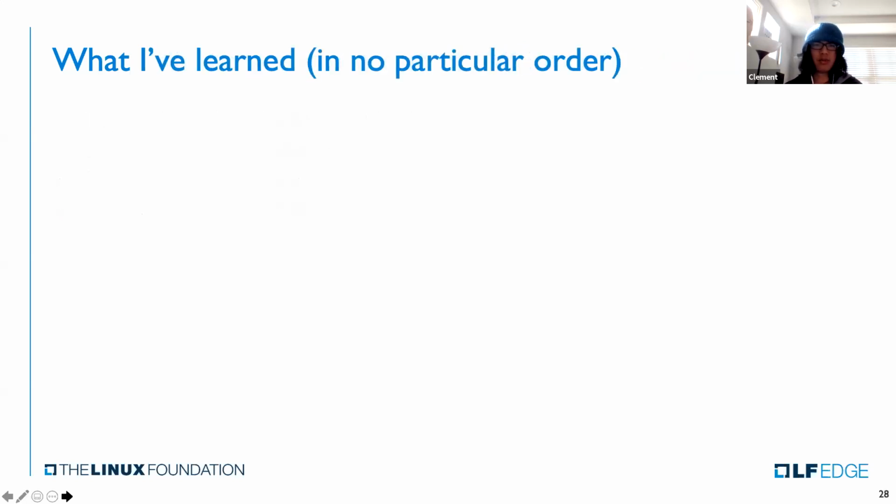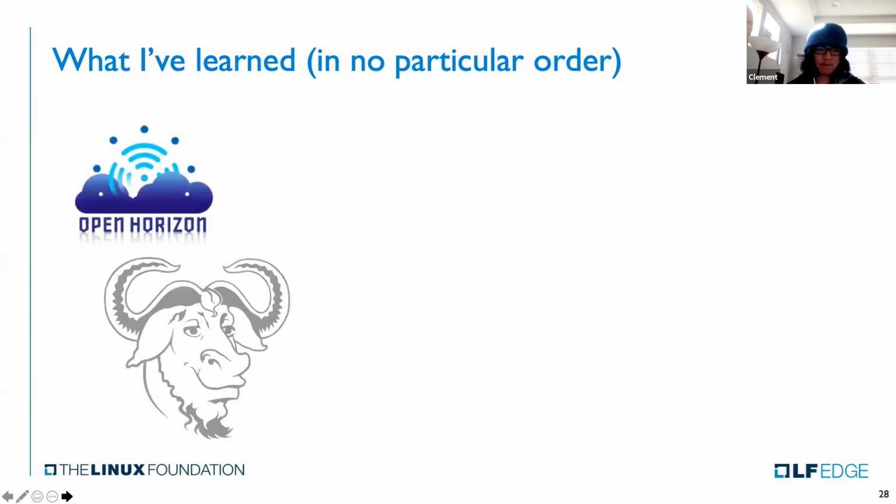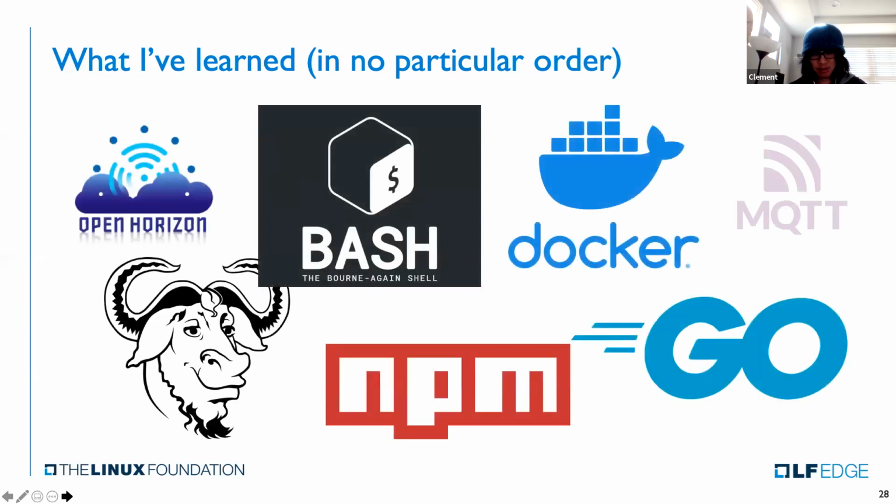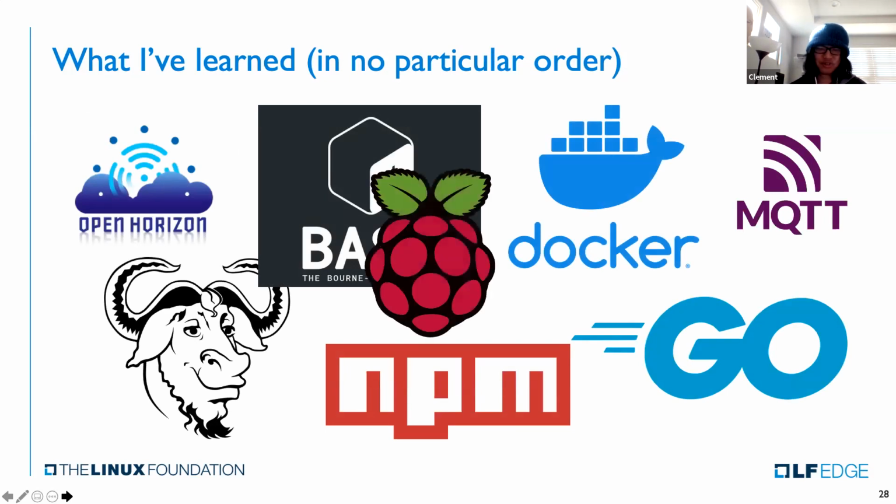So what I've learned, in no particular order. I've definitely worked with many technologies I haven't touched too much before, such as Next, Open Horizon, Make, Bash, NPM, Docker, Go, MQTT, and the berry on top, Raspberry Pi. One particular skill I find useful now that I didn't have before is just being more comfortable around Docker containers and debugging them. Next slide.